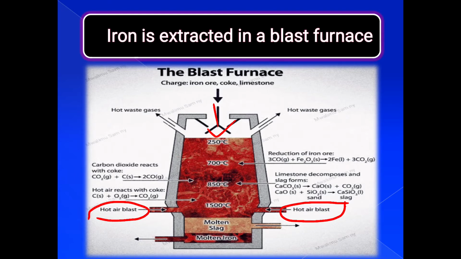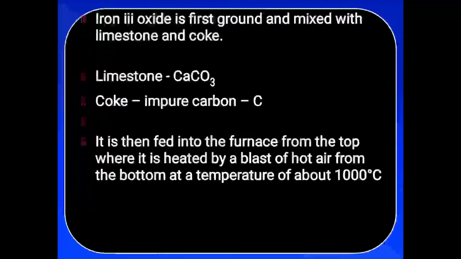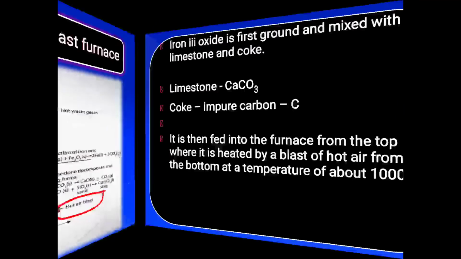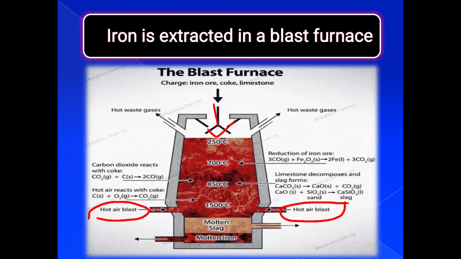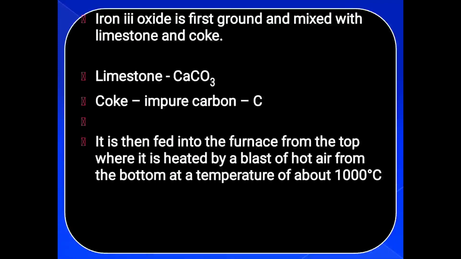From this, we will look at the next page, and we'll see that iron 3 oxide is first ground and mixed with limestone and coke. We have already mentioned that, and it is fed into the furnace from the top, where it is heated by a blast of air from the bottom. This is the bottom, where these materials are burned by this blast of hot air.